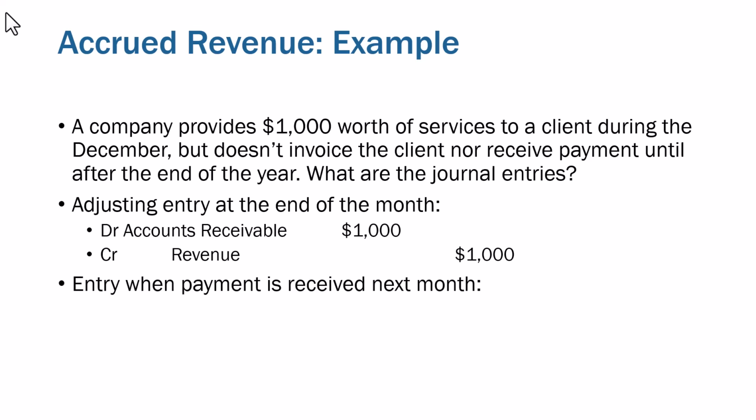because you've earned it. And then next month or whenever the company gets payment, it's going to debit cash and then credit that accounts receivable to get rid of it. So the combination of these entries here will end up to be an increase to cash and an increase to revenue, but we don't just do them when we receive the cash because we want to put the revenue in the period that we earned it.